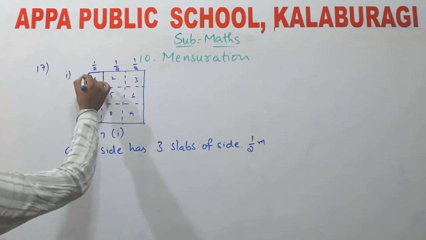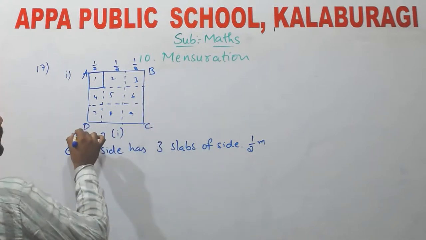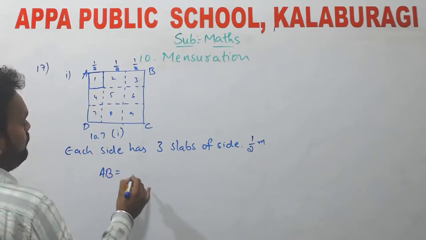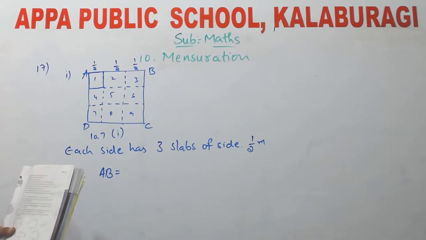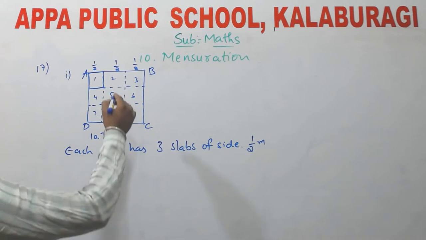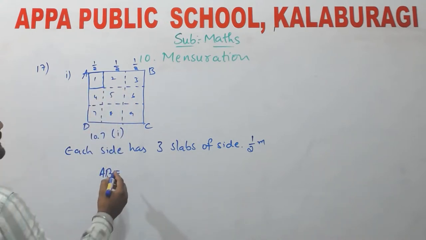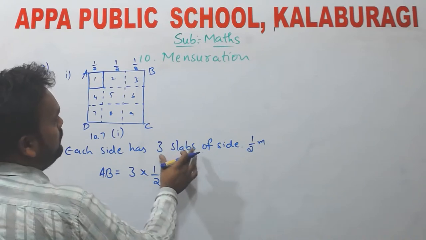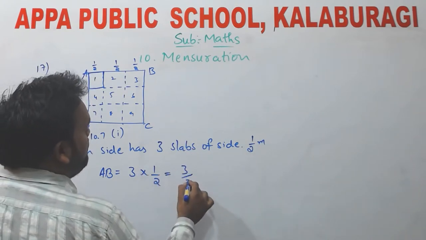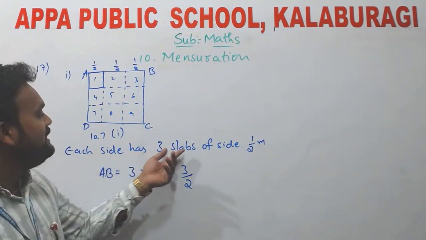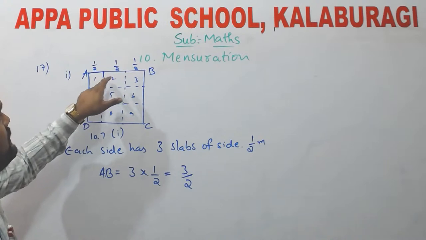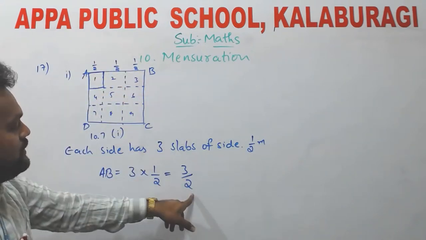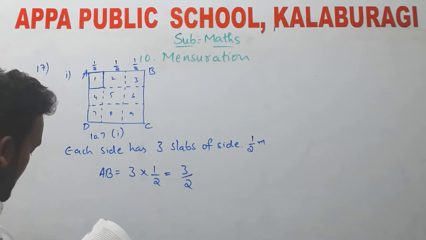Now, for example, you give the names A, B, C, D. Okay? It is in the form of a square. Now, AB is equal to, see, how many slabs of sides here? Three slabs of sides. That's 3 × 1/2, which is 3/2. Once again, I will explain. Each side has three slabs of sides. For example, AB, you see, one side, second side, third side. Each slab is 1/2 meter: 1/2, 1/2, 1/2, how much? 3/2 meter.